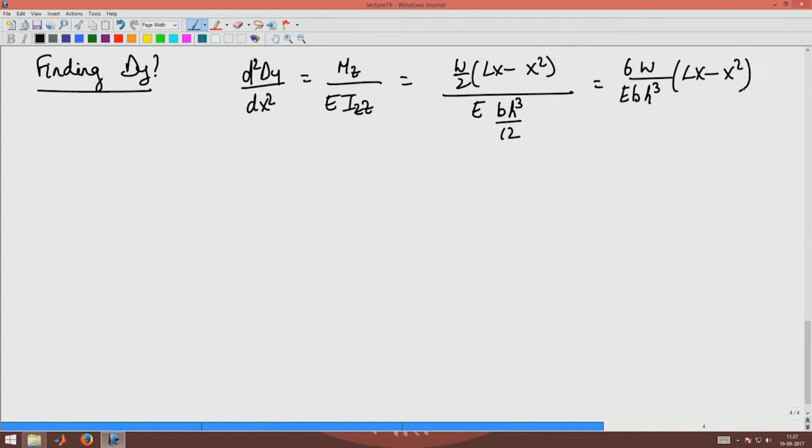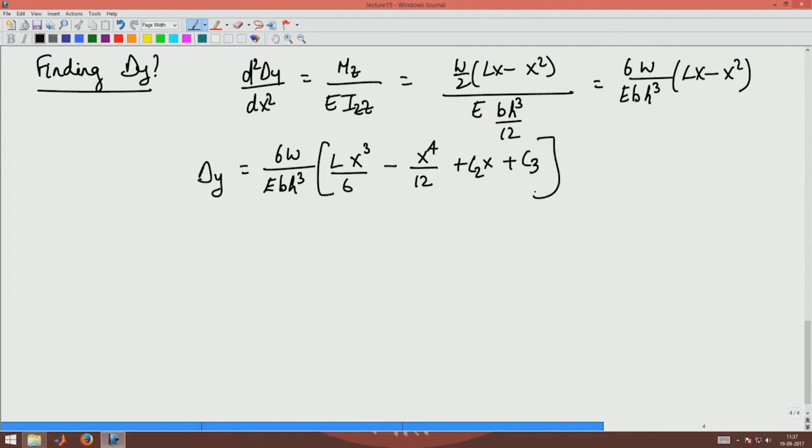Now, I have to integrate this equation twice, which means delta y would be 6 w by E bh cube into L into x cube by 6 minus x power 4 by 12 plus C2 x plus C3. That is what I will get if I integrate that equation twice.